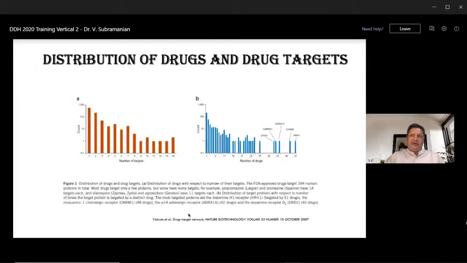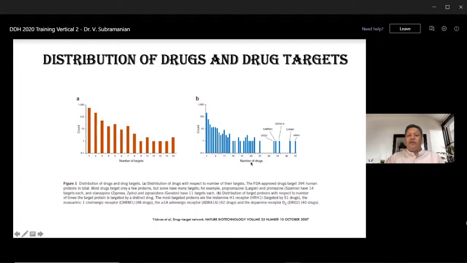So a number of targets were there, and these targets were common for many drugs. If you see in this figure, we are going to depict two things. One is the distribution of drugs and drug targets. These are the number of targets. This is the count of number of drugs. If you see, most drugs act on 1, 2, or 3 receptors at the most. And as you go down, you will find certain molecules which act on as many as 14 targets. So they have such a pleiotropy.